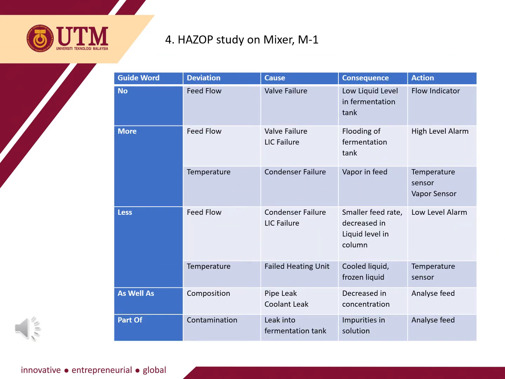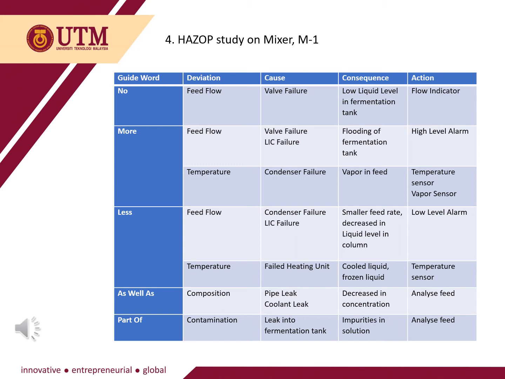The hazard study on the mixture. What will happen if there's no feed flow due to valve failure? Low liquid level in the fermentation tank will occur. What we can introduce is the flow indicator. What if the increase in temperature occurs due to condenser failure? There will be vapor in the feed. What we can do is install the temperature sensor or vapor sensor.